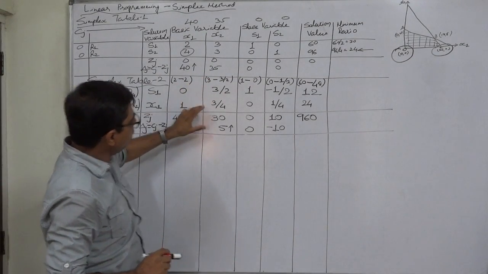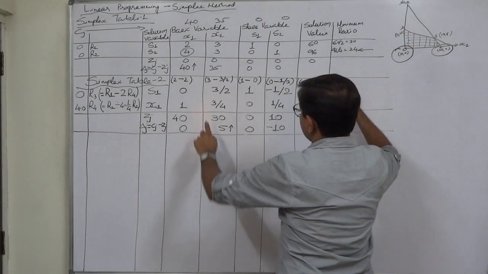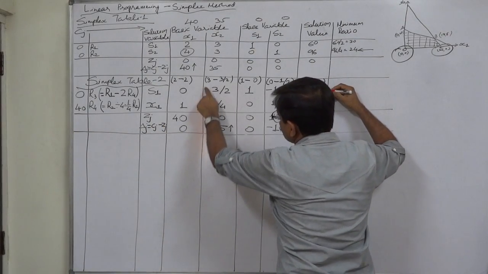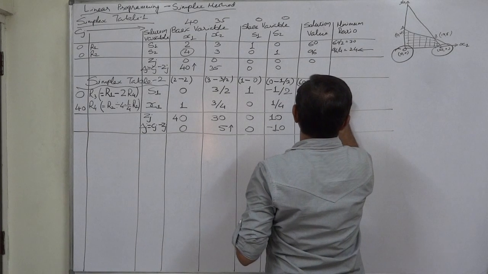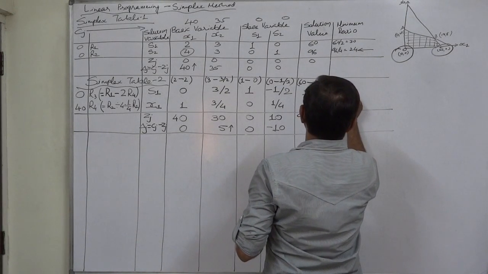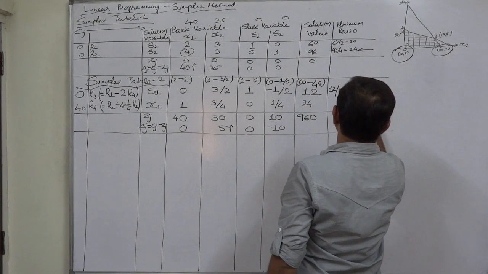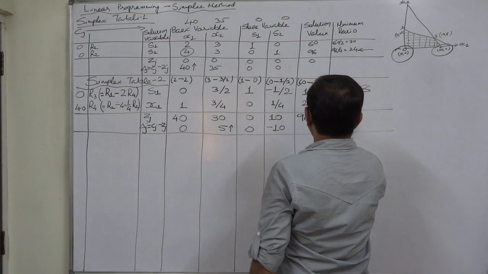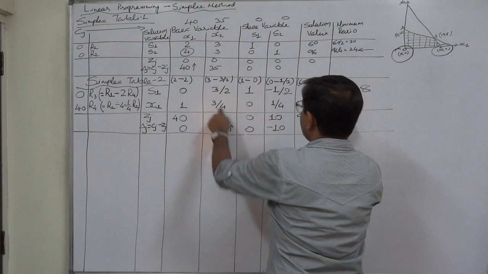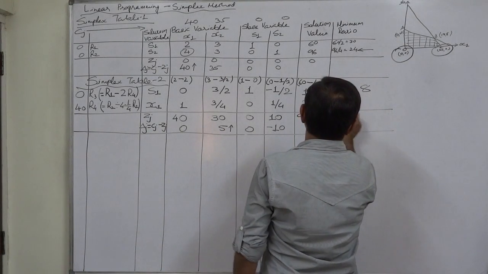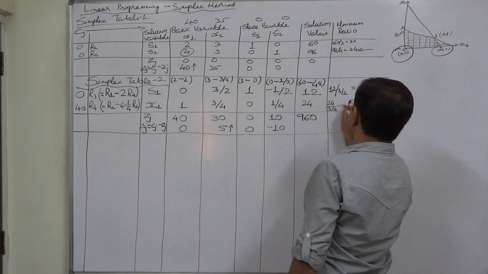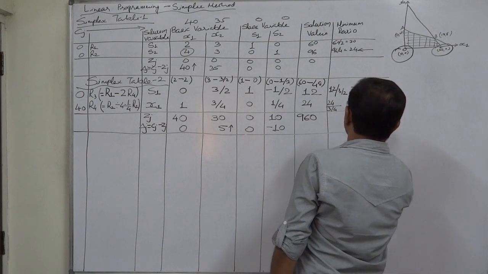What is the role of the key column? Divide the solution value by the respective elements of the key column. So here it will be 12 divided by 3 by 2. So it will be 12 into 2 by 3, 8. Similarly, 24 divided by 3 by 4. So it will be 24 into 4, 96 by 3, 32.